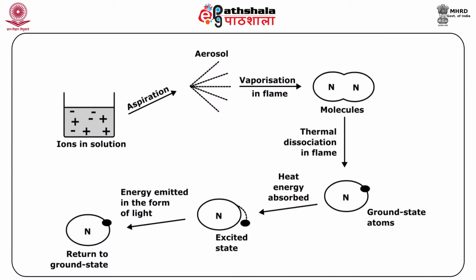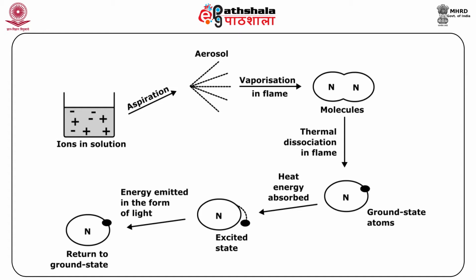Now we shall have a look at the principle of flame photometry. Flame photometry is basically similar to a simple qualitative flame test. The main principle is that at the temperature of the flame, the alkali and alkaline earth metals get thermally dissociated into atoms. During this process, the atoms get excited and move from the ground state to the excited state. When these excited atoms return to the ground state, radiation of specific wavelength is emitted from them.